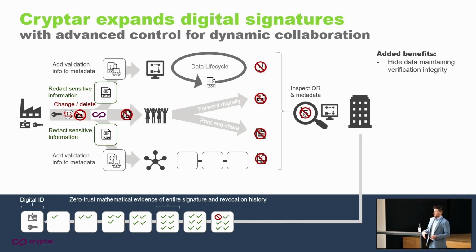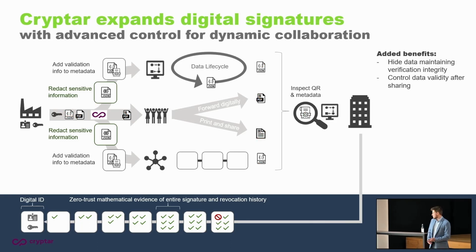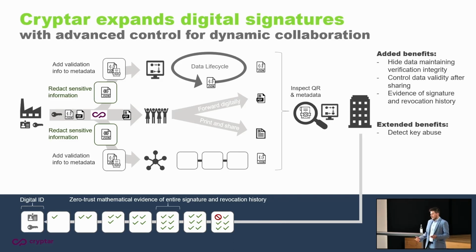So now, if we want to devalidate data, we can do that for every single signature we've performed. And we can control the validity of our data after sharing, regardless if it was phygital or digital. Additionally, we're also receiving evidence of our signature history in case we're getting any disputes. And we can detect if somebody else is abusing our key, because now we have a local reference of our signature history and we have a published history.